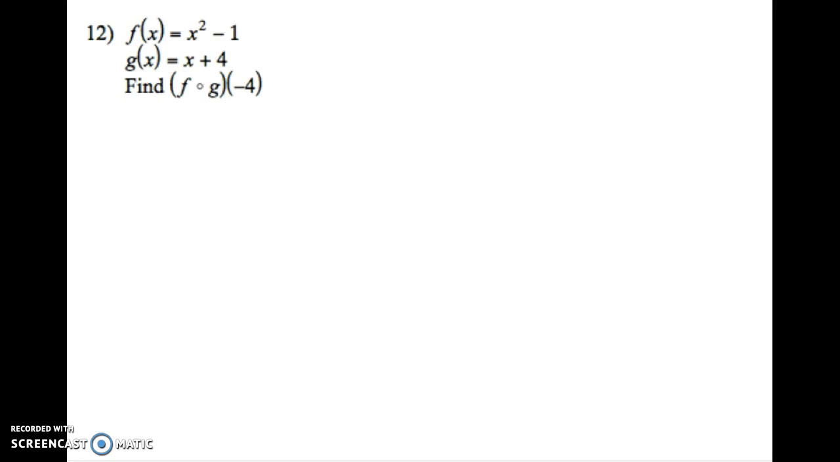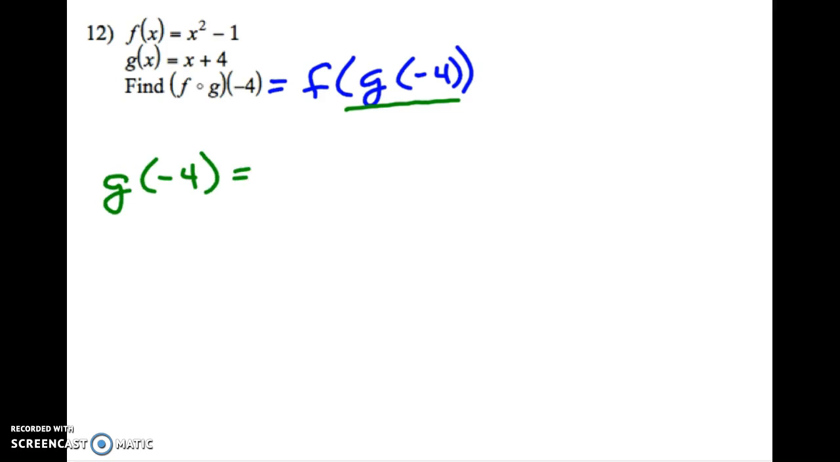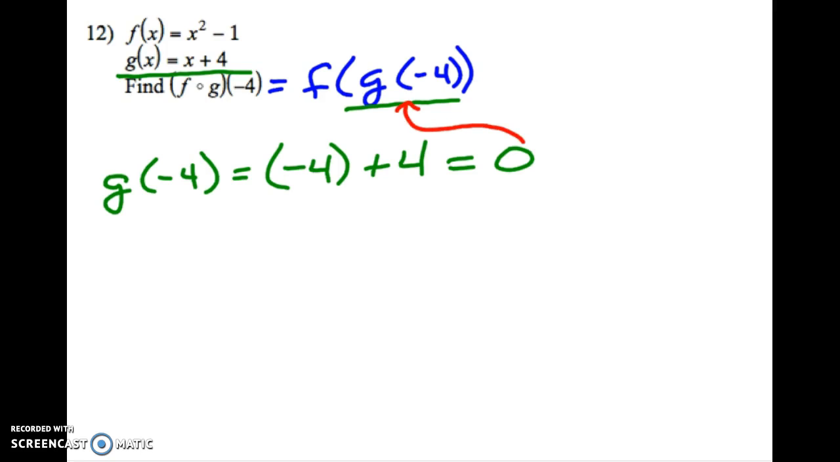Last one, once again, written a little different. This is equivalent to doing f of g of negative 4. So remember, order of operations says we work inside to outside with parentheses, so we're going to do g of negative 4 first. So in the g equation, we start with x plus 4, so in place of the x, we're going to put a negative 4, and then the plus 4. In this case, we're just going to get 0. So the 0 is going to replace the whole g of negative 4.